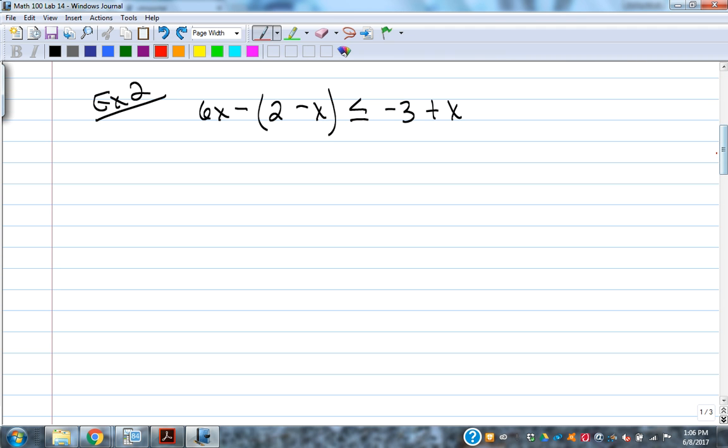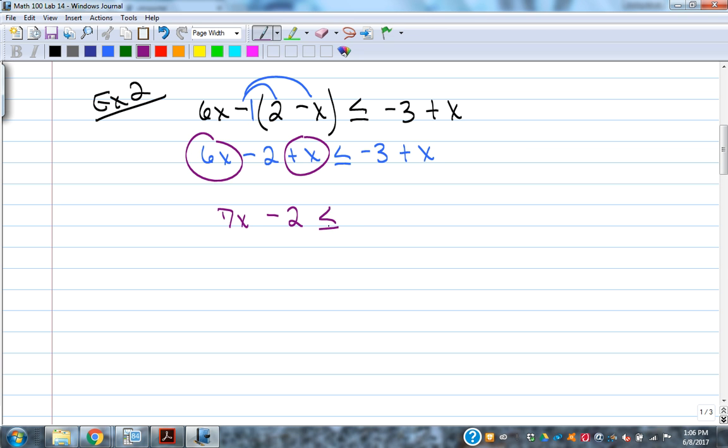Example 2. Again, trying to solve for x, so we need to do our work here. Remember, order of operations should point us to the parentheses first there. That's a negative 1 in front, so I'm going to distribute negative 1 to both sides, and then take 6x minus 2 plus x, and then negative 3 plus x. And then we're going to take that, get x's together on the left-hand side. 7x minus 2 less than or equal to negative 3 plus x.